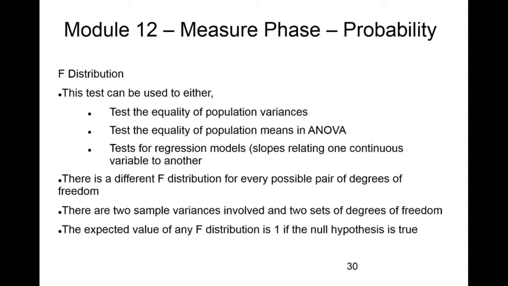F distribution, you can use this to test the equality of variance, test the equality of population means in ANOVA, or test for regression models, slopes relating one continuous variable to another, which is what a regression model is. There is a different F distribution for every possible pair of degrees of freedom. There are two sample variances involved and two sets of degrees of freedom. The expected value of any F distribution is 1 if the null hypothesis is true. So if we have no effect there, that whatever I do to y has no effect on x, then the distribution will be 1.